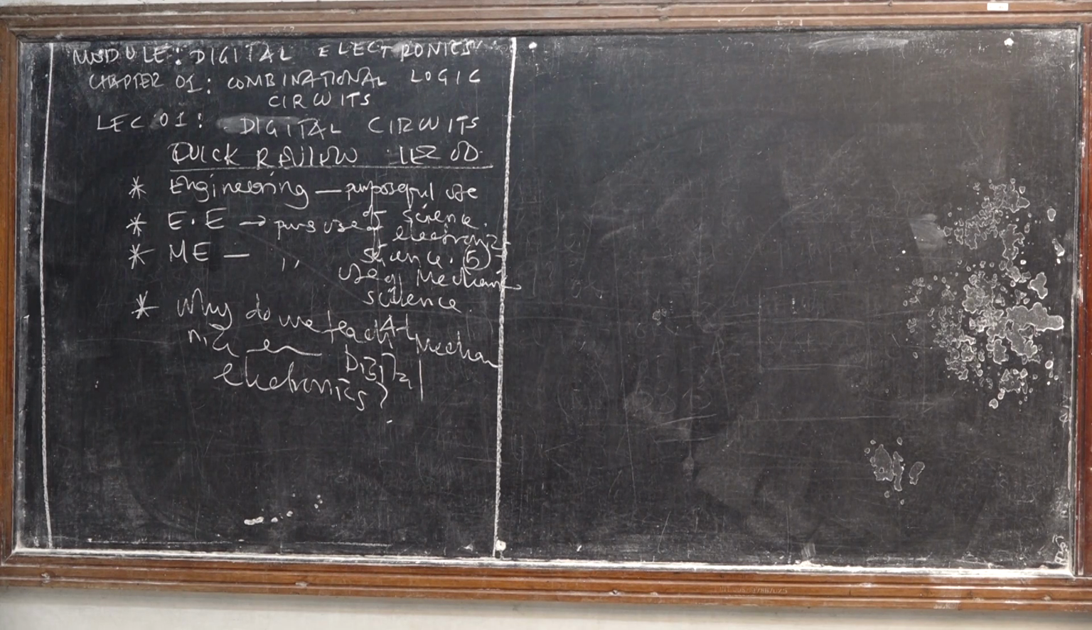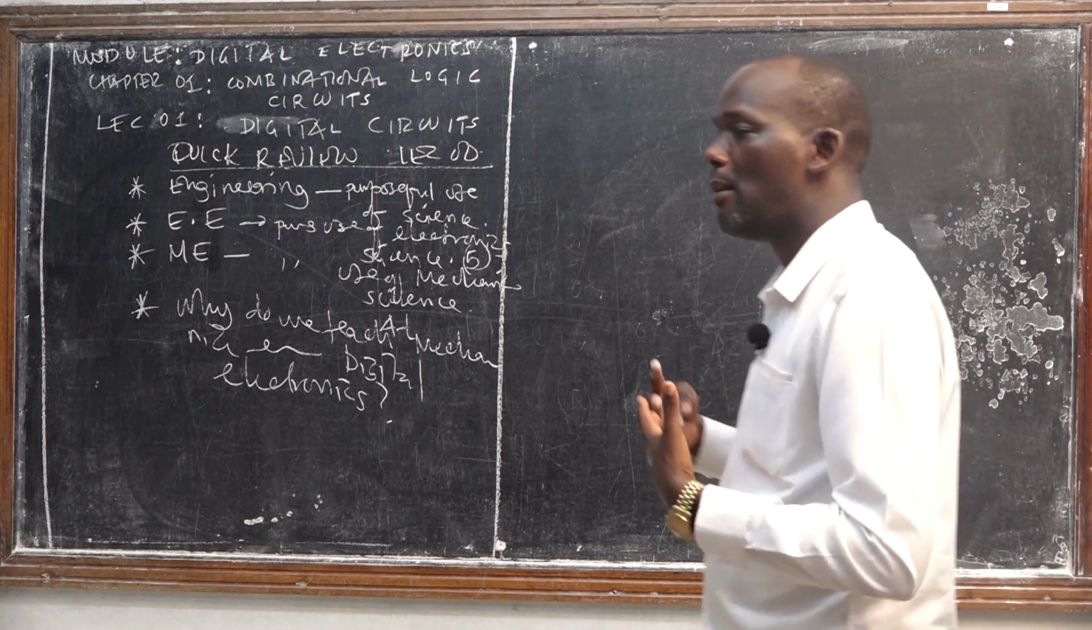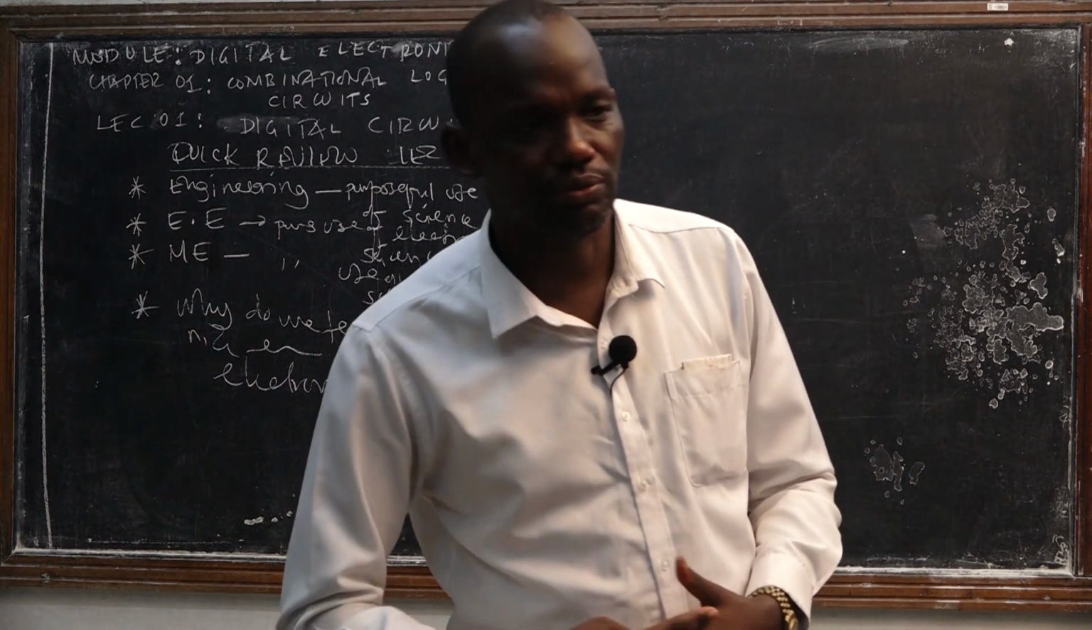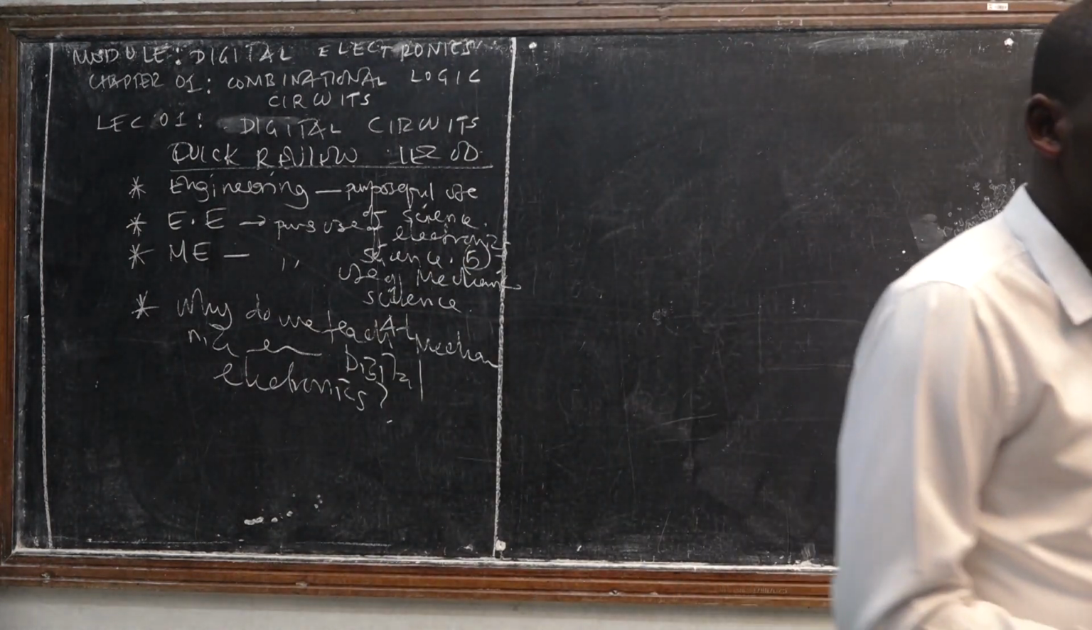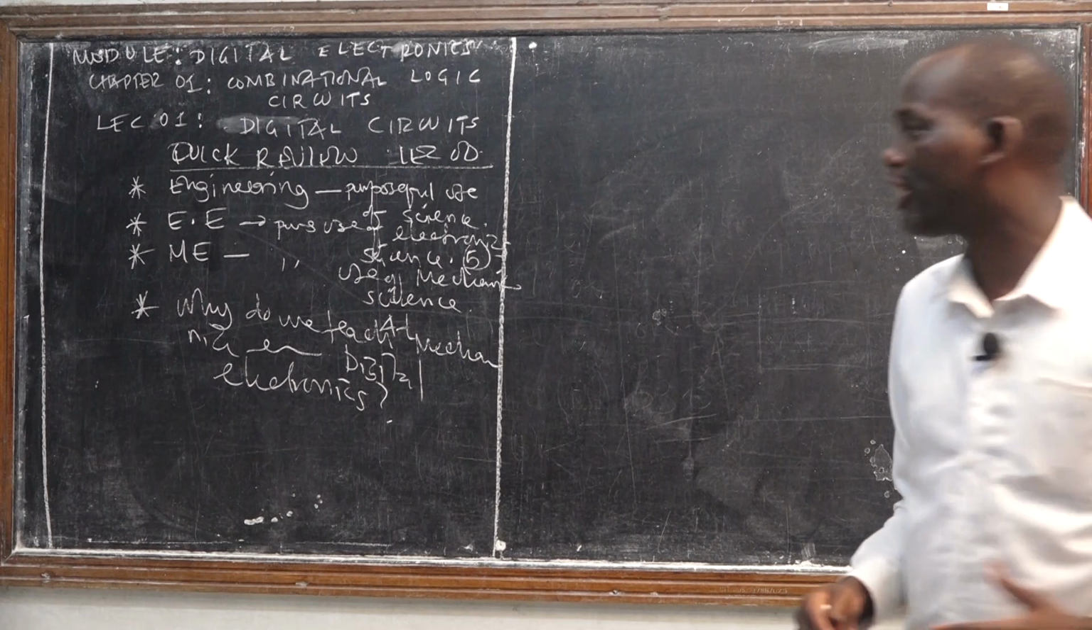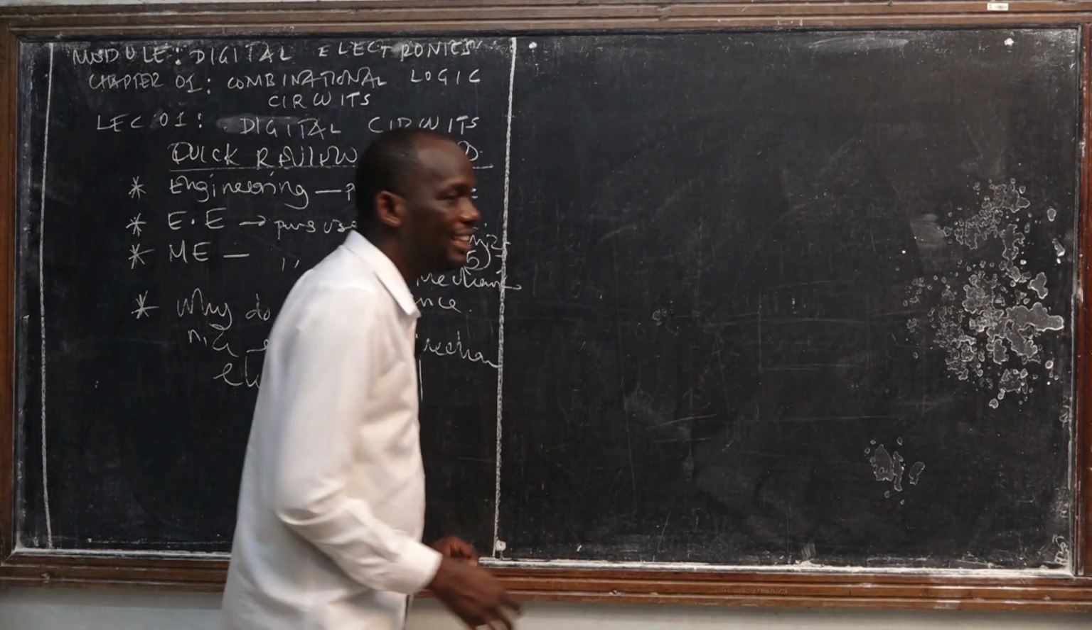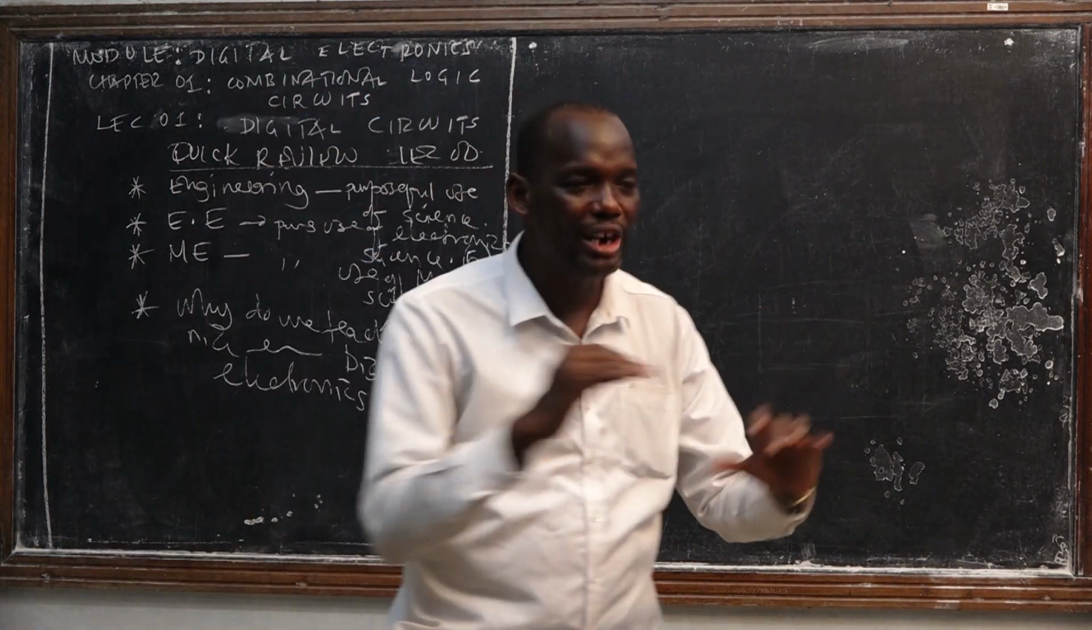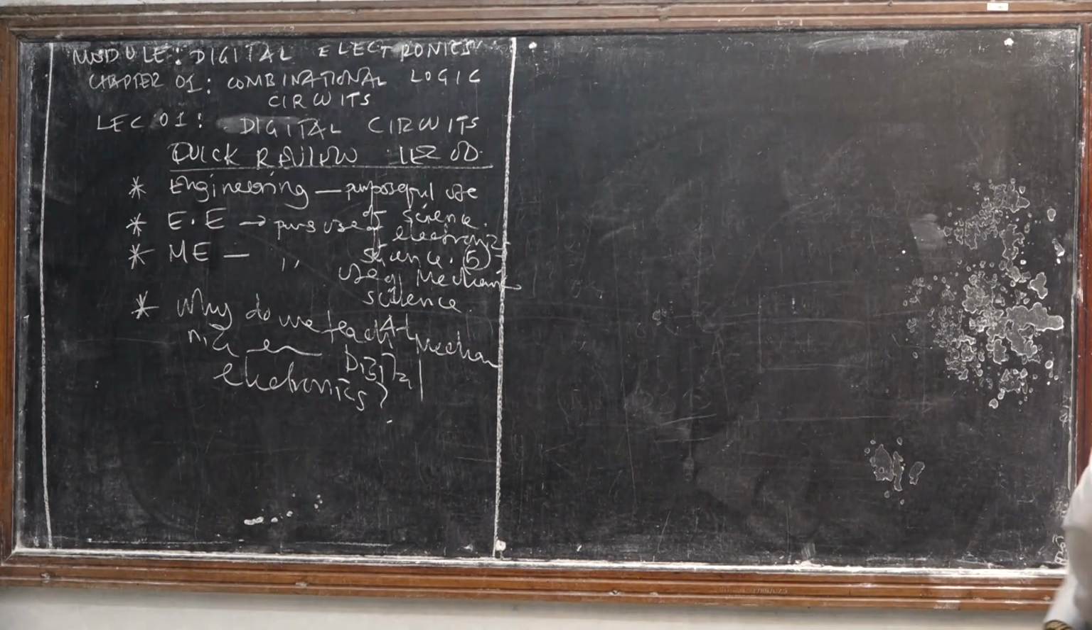Right? The second reason I told you is that digital electronics consists of the control, or the brains, of most modern mechanical systems. That's another reason. So if you want to say, okay, this is a modern mechanical system, there's no way you can define it as a modern mechanical system without the presence of digital electronics.